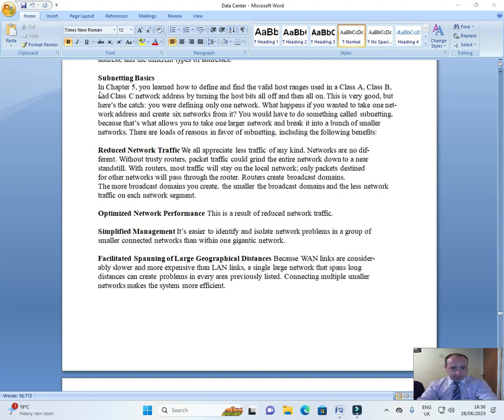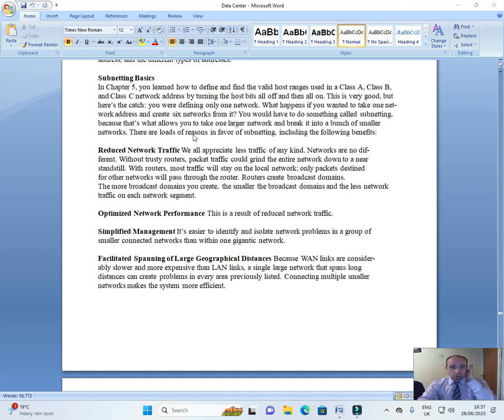Subnetting Basics. In chapter 5 you learned how to define and find the valid host range used in a Class A, Class B and Class C network address by turning the host bits all off and then all on. This is very good, but here's the catch. You were defining only one network. What happens if you want to take one network address and create 6 networks from it? You would have to do something called subnetting, because that's what allows you to take one larger network and break it into a bunch of smaller networks.